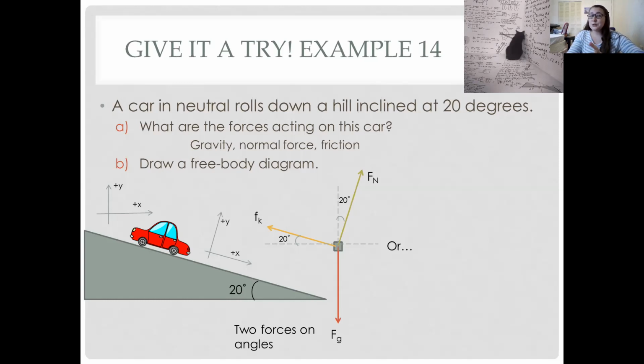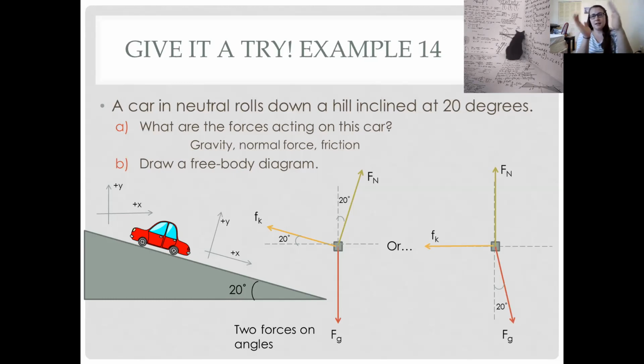Or if we use the rotated coordinate system, then we have the normal force pointing straight up, because that would be perpendicular to our surface, which is how we've chosen the positive y-axis. In that case, our friction force, which is parallel to the surface, would be pointing in the negative x direction. And now gravity would be the one at an angle, a 20-degree angle.